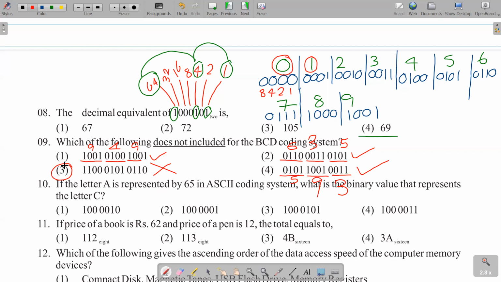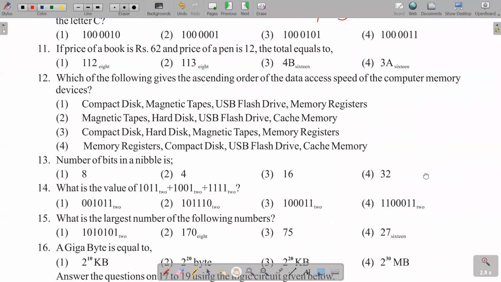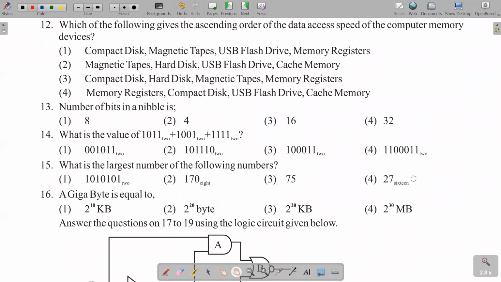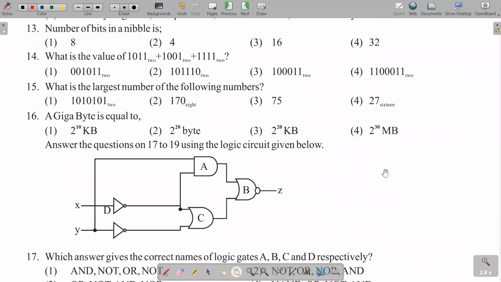So the answer for the 9th is going to be the third one. Are we clear about that, people? Yes, sir. Right, okay. So after the 9th, it's the 14th that you have asked me to do. If anyone needs any clarification regarding the passing question numbers, just let me know. So I'm hopping to the 14th.